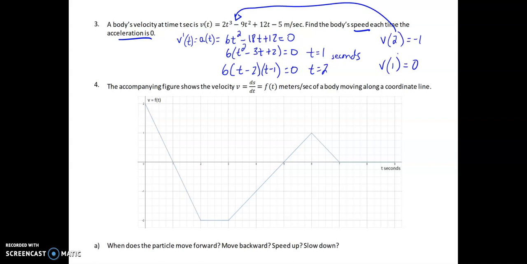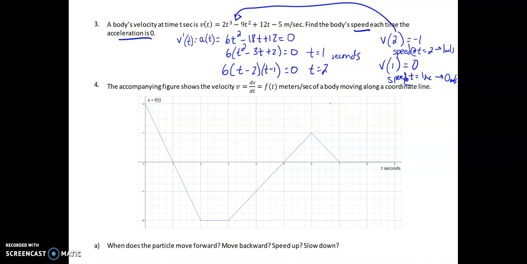But remember, this is asking for speed. Speed is always positive. So our speed at t = 2 is 1 meter per second, and our speed at 1 second is 0 meters per second.